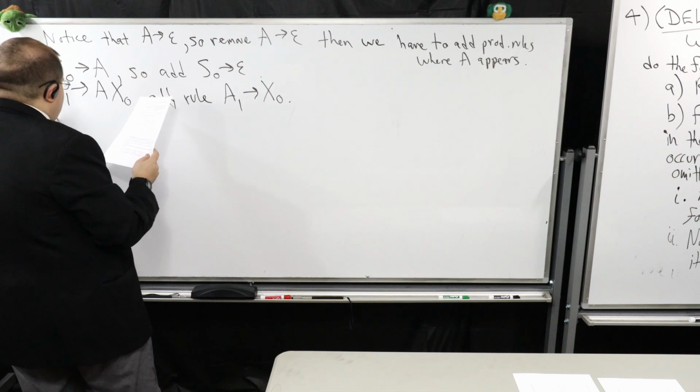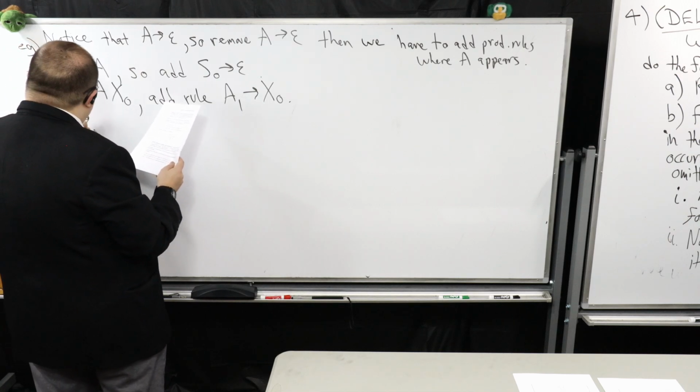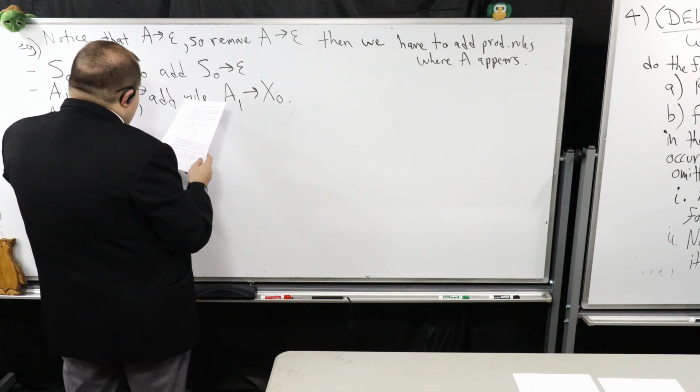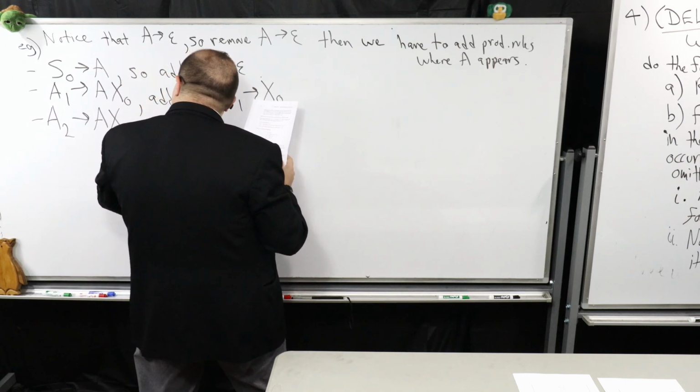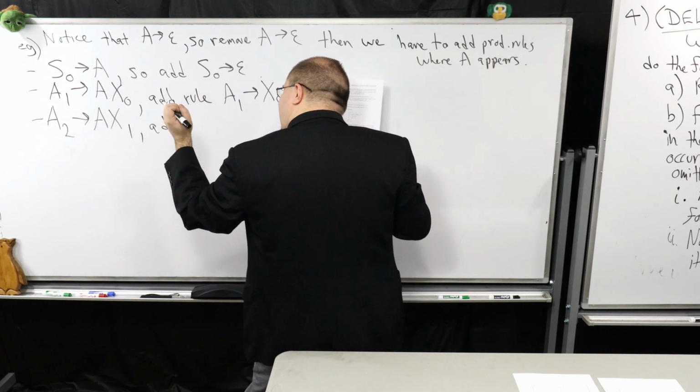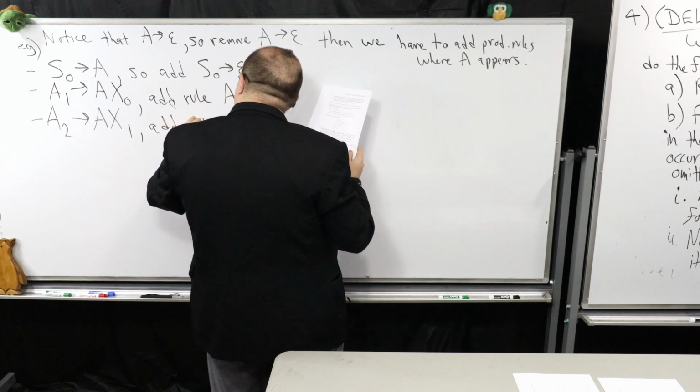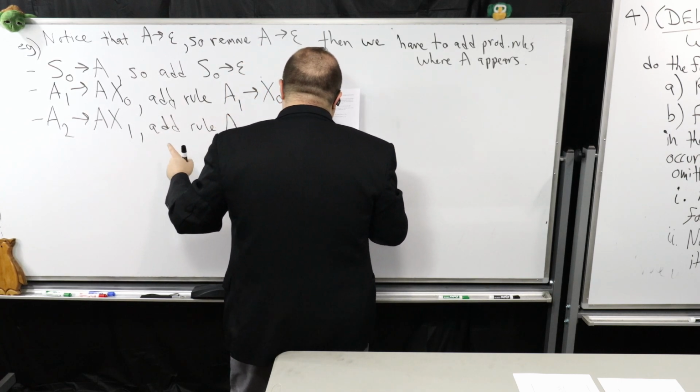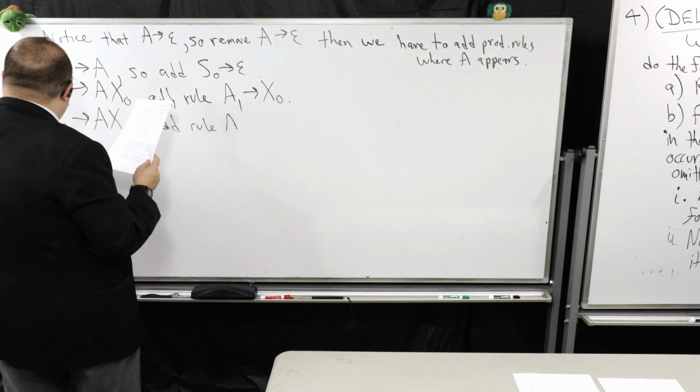And then, of course, I have A2. This is the same idea. I had AX1. I'm going to consider when I remove the A, so that means I'm going to add the rule. Sorry, not A2. It's B1, right?